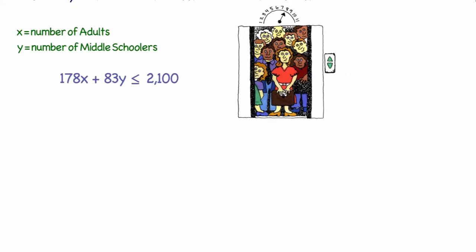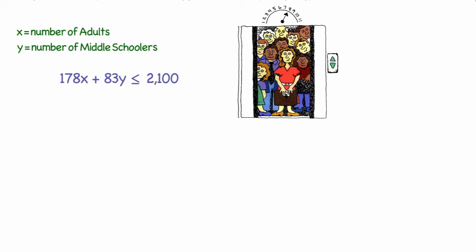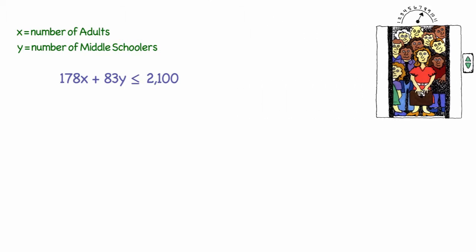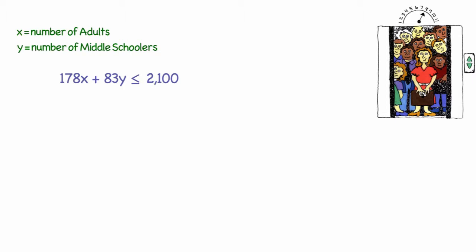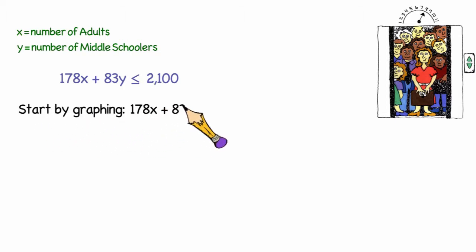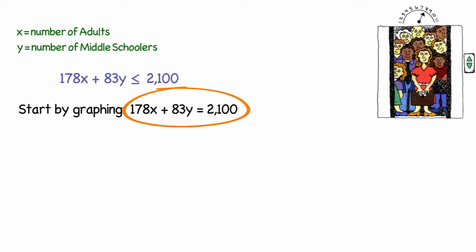I'm going to create a graph that represents all the possible combinations of adults and children that can be on the elevator at any one time. So the best way for me to attack this graph is to find out what combinations will put the elevator at its maximum weight, which is 2,100 pounds. So I'm going to start off by graphing the equation 178x plus 83y equals 2,100. And looking at this formula, it's in standard form. And so the easiest coordinates for me to graph for this formula are the X and the Y-intercepts.